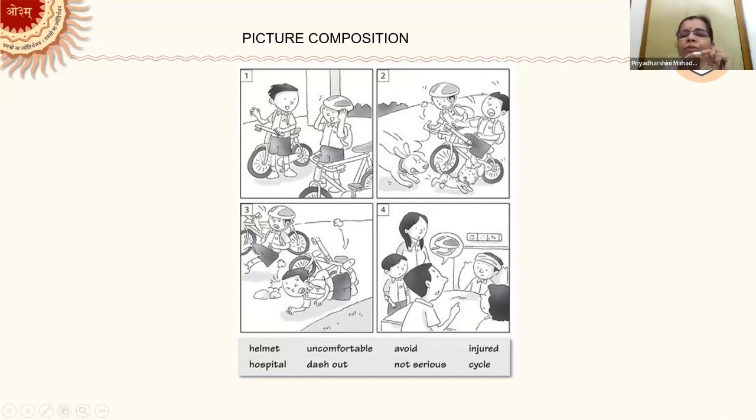Then what happens in the fourth picture? He was hospitalized and he was treated. It is not serious. He was advised to wear a helmet also. So you can give it a title also for this.